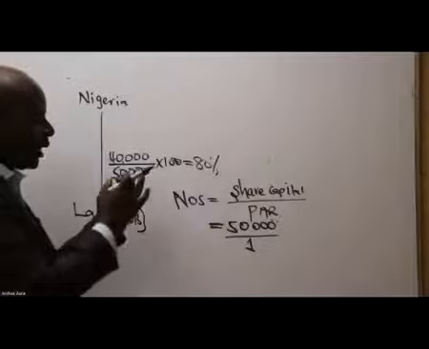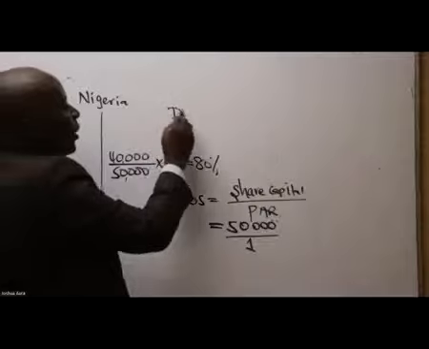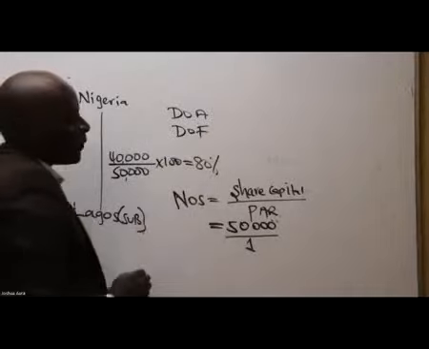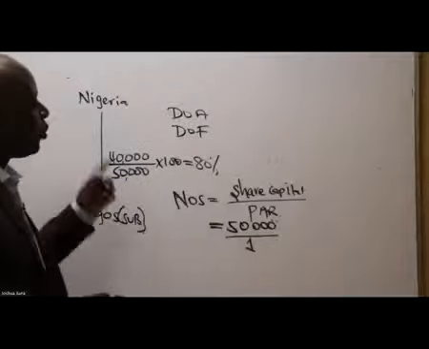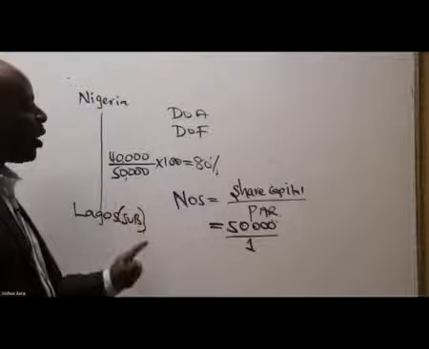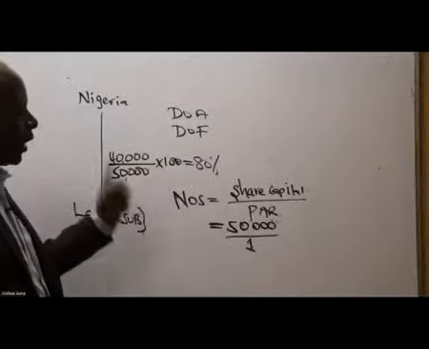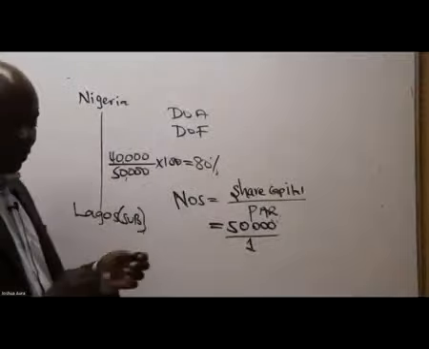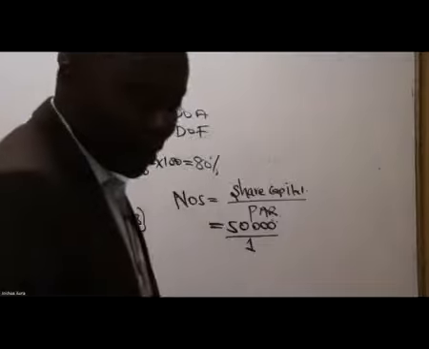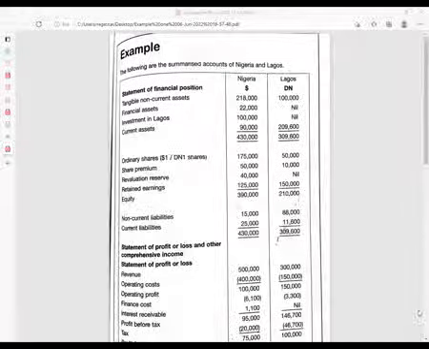So I would want to count the number of months. So for me to count the number of months, I would be interested in knowing the date of acquisition and the date of the financial statements. So the date of acquisition for sure is given here.